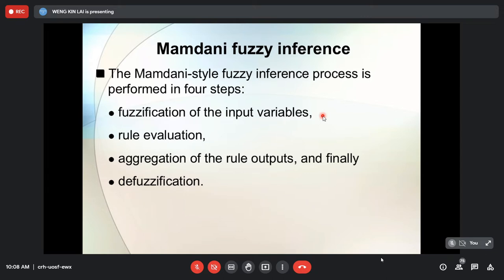Now once the rules fire, in a practical real world case, there will not be one rule, neither will it be two rules. In a really useful fuzzy system, there will be many rules. So how do you combine, how do you aggregate the outputs from the rules? Right, so we need to have a process, a step, a technique to aggregate or combine the rule outputs.